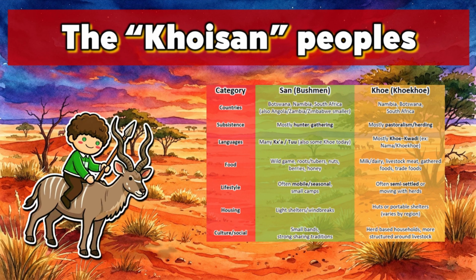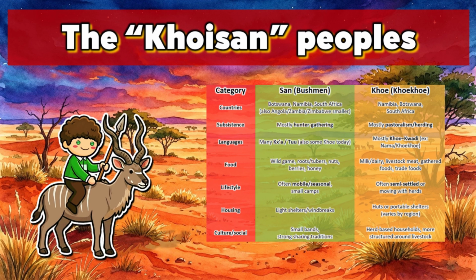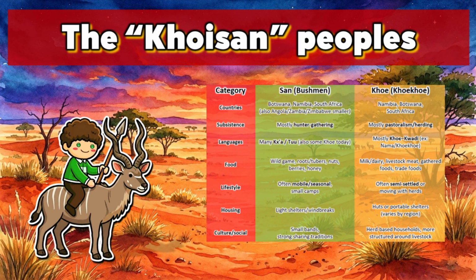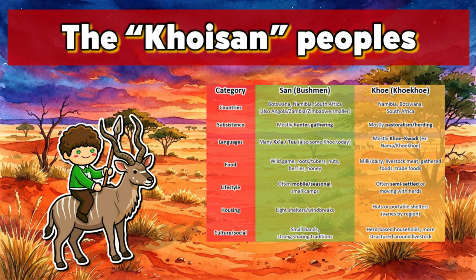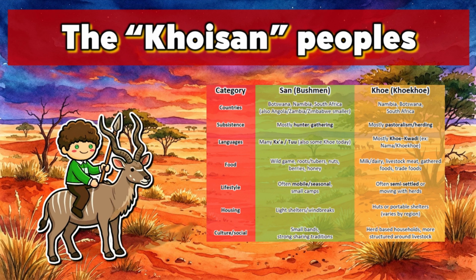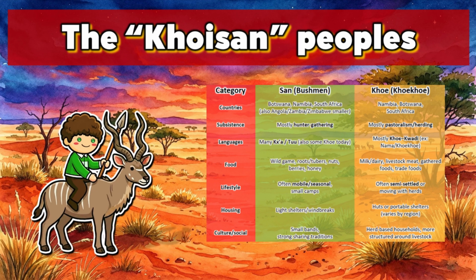The Khoisan peoples are indigenous groups of southern Africa, mainly San or Bushmen, traditionally hunter-gatherer communities, and Khoekhoe or Khoe, traditionally pastoralist or herding communities. There is no single Khoisan tribe. It is many communities with their own names, histories, and identities.